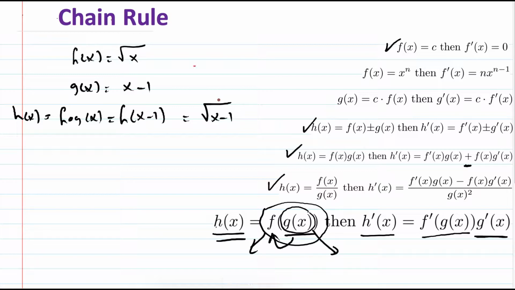As simple as that. So for example, right here, I have h of x that equals the square root of x minus 1. This is the mom function, and this is the baby function. Okay? Then if I want to differentiate this, h prime of x, it will equal the derivative of the square root of x minus 1 multiplied by the derivative of x minus 1.